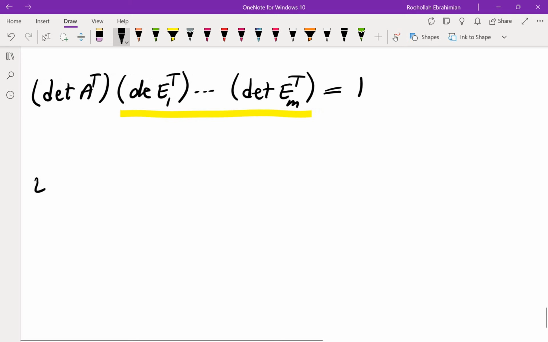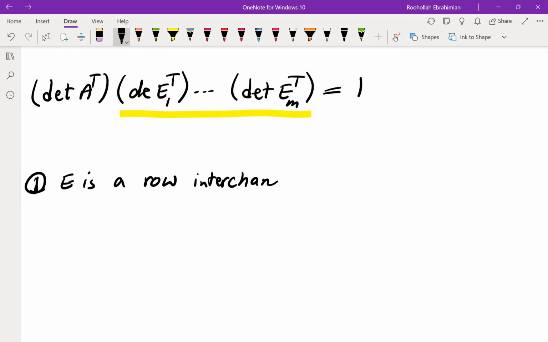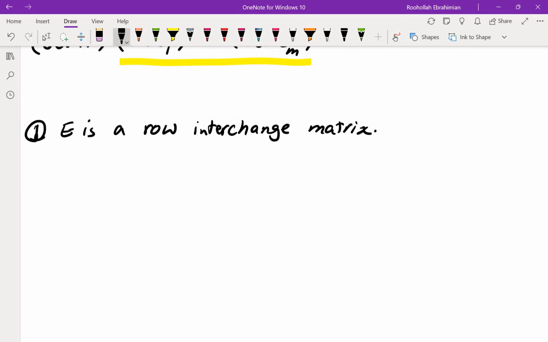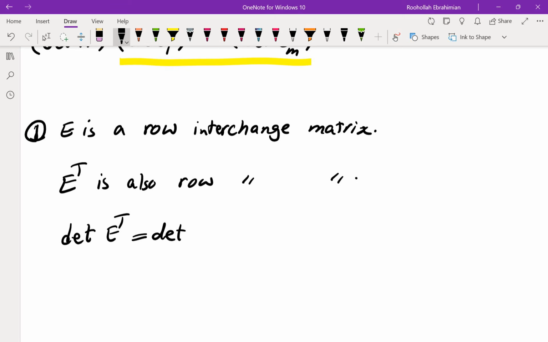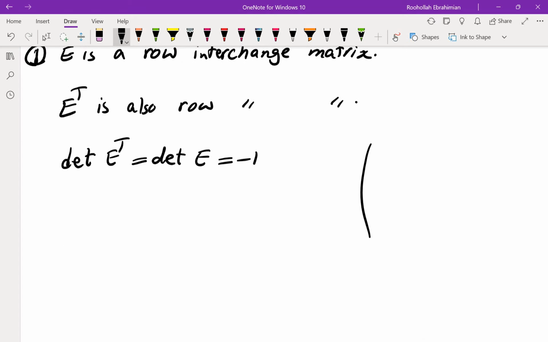So if we look at, there's again 3 possibilities. E is a row interchange matrix. So if you swap the rows and columns, E transpose is also a row interchange matrix. So what does that mean? It means determinant of both of them are -1. So you can kind of see that pretty easily.